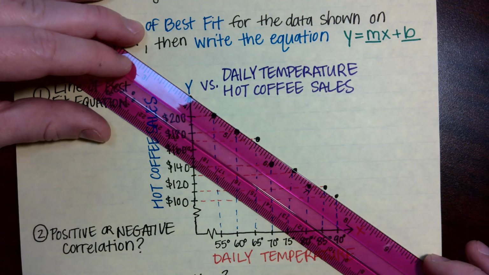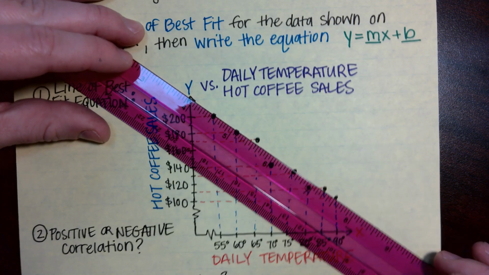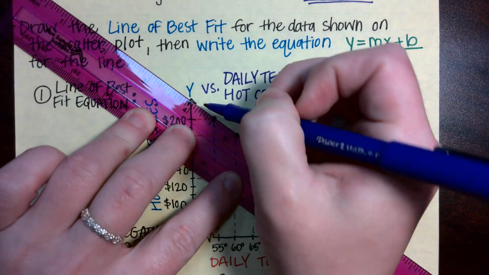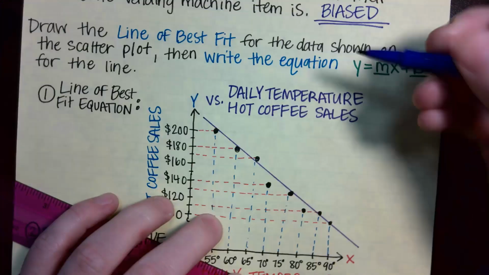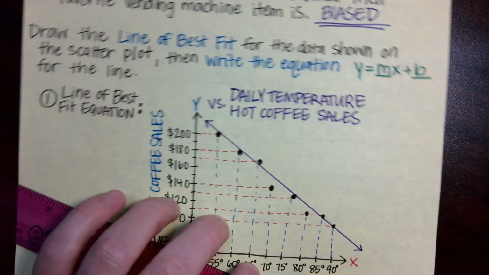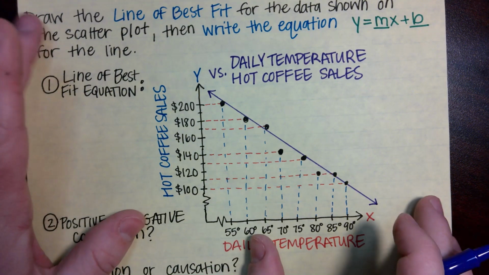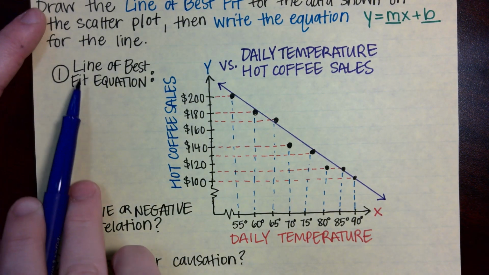Do your lines look similar to this? About like that? Yes, ma'am. All right, so I'm going to go ahead and draw my line here. And again, it's not going to be exact, because we're not finding the line of best fit with the formula. We're just doing an estimate here. So this might not be the perfect line, but it's a close one. Okay, so we've got a line. Now we need to write the equation.